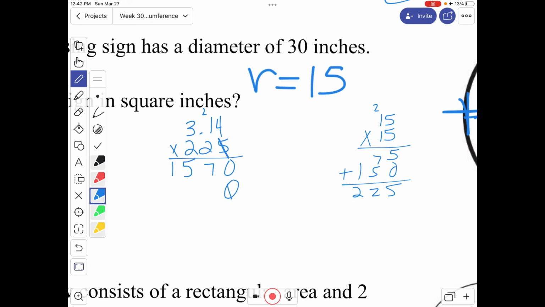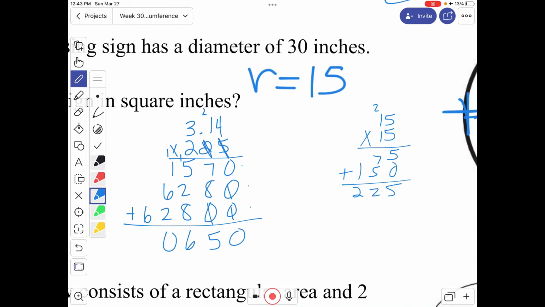Remember, when you're finished with a number, you put down a 0. So when you're finished with the second number, you put down 2 zeros. And then you should have 3 rows of numbers to line up and add. And the decimal goes 2 spaces over. So the area of this sign is 706.50 or 706.5 inches squared.